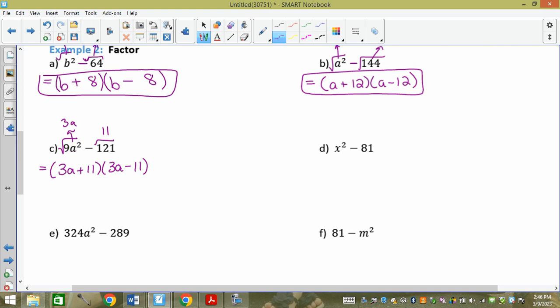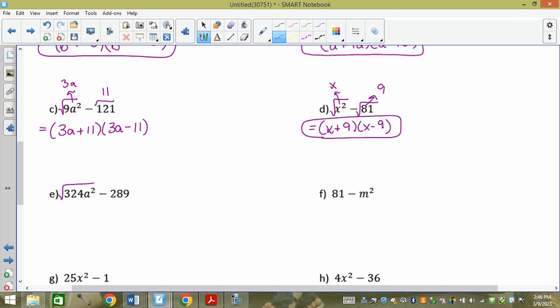And then this one, we take the square root of x squared as x. The square root of 81 is 9. And so we get x plus 9, x minus 9. This one, the square root of 324. I don't remember what that is, 18? Square root of 289, is that 17? So we get 18a plus 17, 18a minus 17. Could I flip-flop these? Could I go 18a minus 17 first? Yeah, it's the same as 2 times 3 and 3 times 2, right? Same thing.